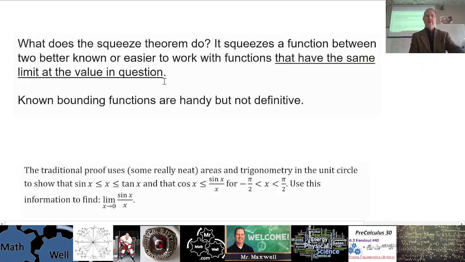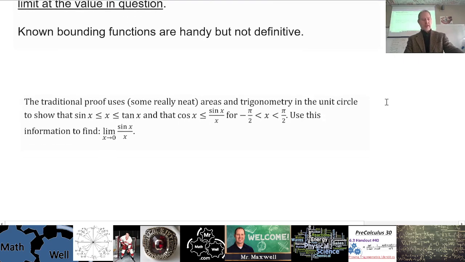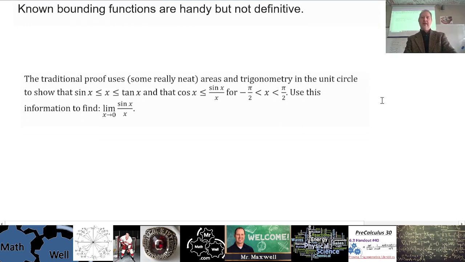So just remember that what the squeeze theorem does is it identifies a limit if the two bounding functions have a common limit. So they have to have the same limit on either end. Okay? Known bounding functions are handy, but they are not definitive if the limits are not identical. Okay? All right, before we get to some more practice problems, I want to show you this.